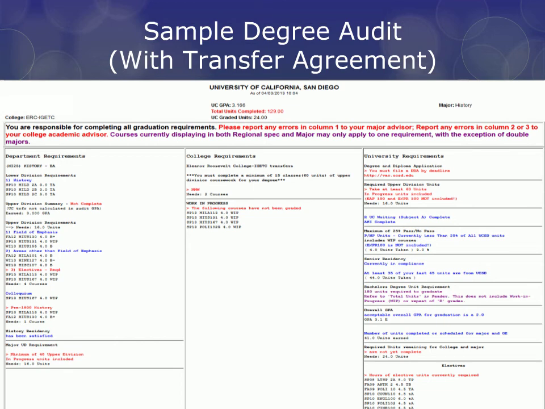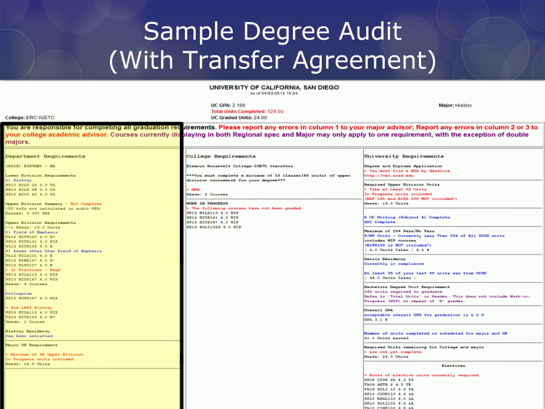Let's look at a sample degree audit. To access this tool, please log into TritonLink. Your degree audit is a checklist showing all requirements needed for graduation and the courses being used to fulfill those requirements. Items appearing in red indicate they have not yet been completed. Items appearing in blue indicate they have been completed or are in process of being completed.